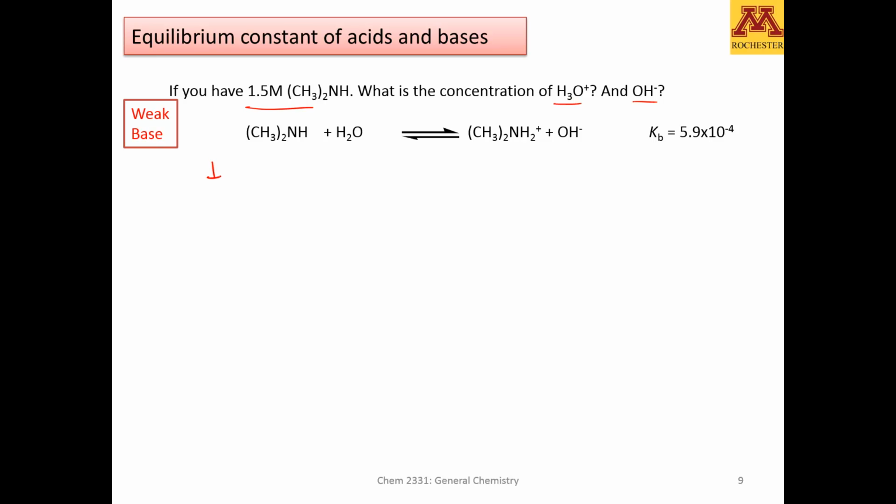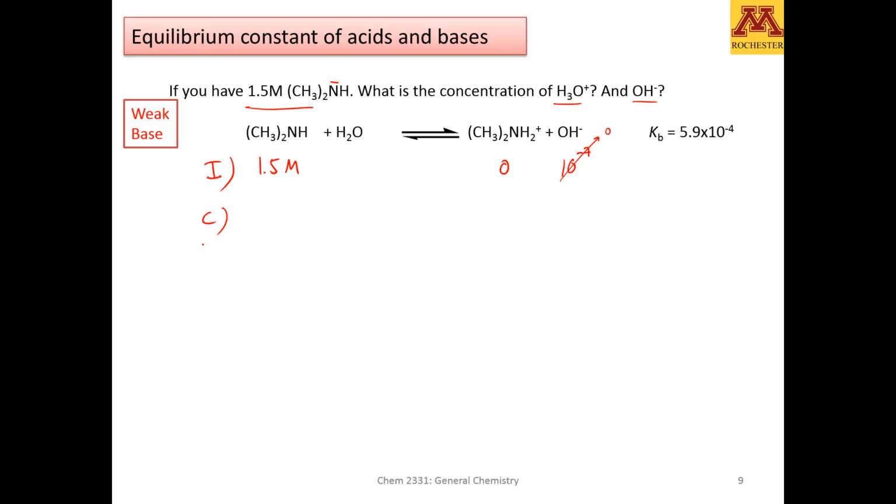Well, let's set up an ICE table. Initially, I have 1.5 molar. Notice that it's key to first detect that this is a base. All amino groups have a lone pair that will accept a proton, therefore it behaves like a base. Initially, we will not deal with the concentration of water because we assume it's constant, and initially this will be 0. If you're throwing this in pure water, there's 10 to the negative 7 molar of hydroxide, but that is almost 0, so we're not going to bother to carry it around.